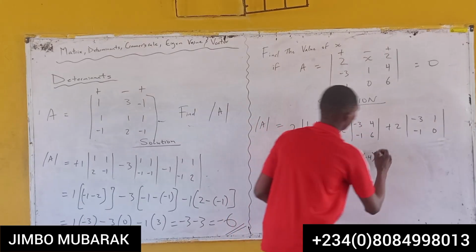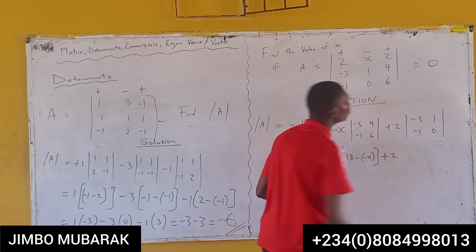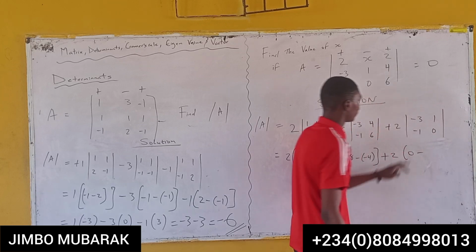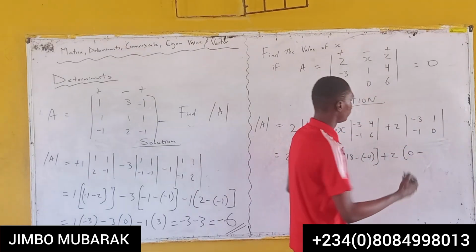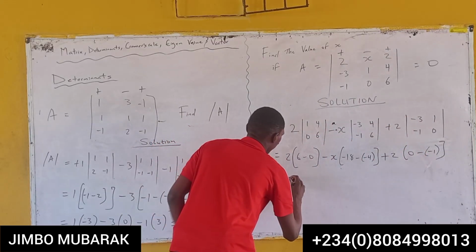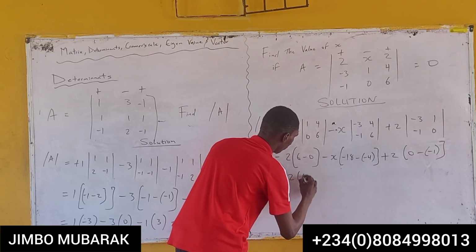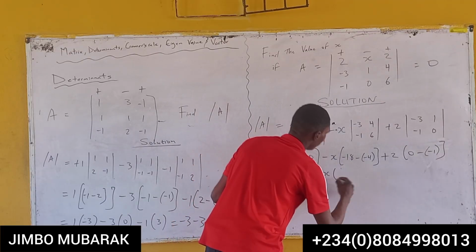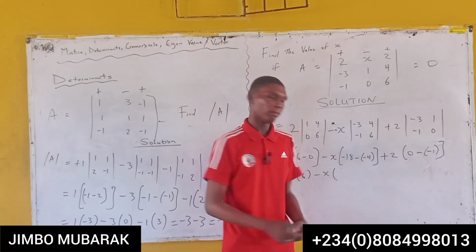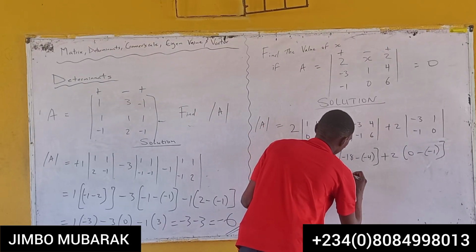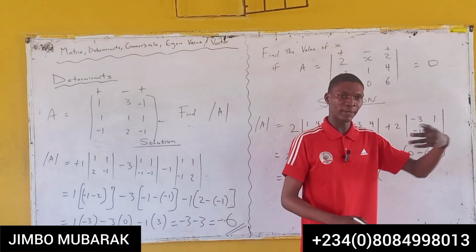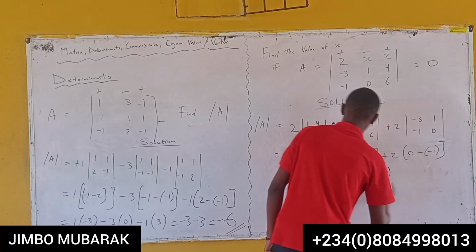Alright. So what's next? Plus 2. Minus 3 times 0 is 0. 0 minus minus 1 times 1 is minus 1. 0 minus minus 1. So we know this is 2 open bracket 6 minus x open bracket minus 18 minus 4, which is minus 14. Then plus 2 in bracket 0 minus 1, which is plus 1.